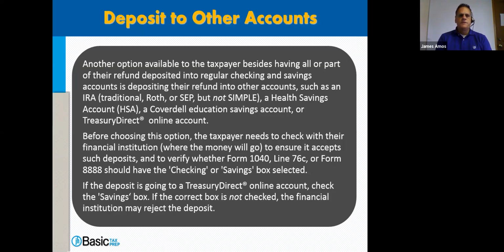Okay, now what about depositing to other accounts? Another option for the taxpayer for refund, besides having all or part of the refund deposited into a savings account or checking account, is depositing it into something like we briefly mentioned a moment ago, an IRA, or any of those others, traditional, Roth, SEP, or Simple. Those are all different kinds of retirement accounts. Don't worry about remembering all of that, but you can have it deposited into a retirement account or into a health savings account or an educational savings account, okay? Or you can actually use it to buy treasury bonds, you know, their investments, treasury bills and bonds and notes. You can use it that way too.